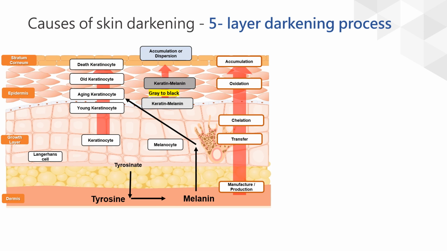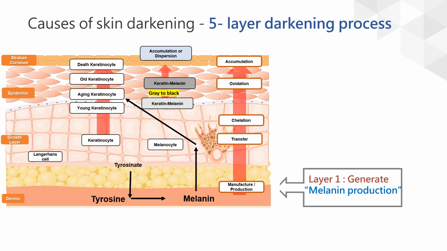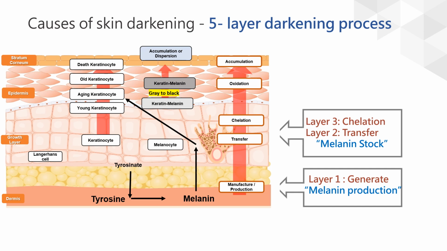So we have three main causes of skin darkening, and let's discuss each layer. The first reason is the melanin production. This is the level 1 where melanin generates. The melanocytes are located in the growth layer of the epidermis, and it produces a large amount of melanin when it is stimulated. The second one is the cause of the melanin stock.